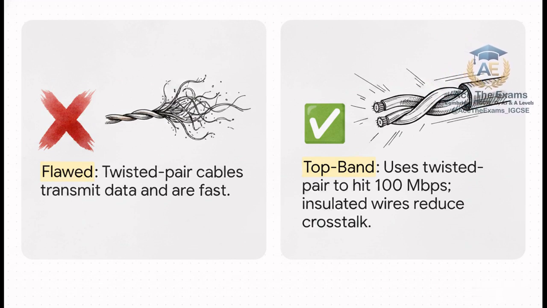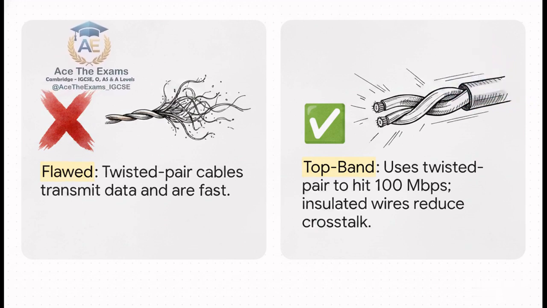We used a scenario noun, LAN. We nailed down the exact speed, up to 100 Mbps. We detailed the physical structure, 2 insulated copper wires. And we explicitly stated the advantage. It reduces crosstalk. That right there is how you secure every single possible mark.